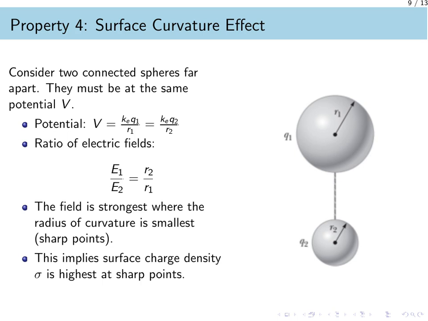If we compare the ratio of their electric fields, E1 over E2, we find it equals the inverse ratio of their radii, R2 over R1. This mathematically demonstrates that the electric field is strongest at the surface of the smaller sphere. In general, for any irregularly shaped conductor, the electric field is strongest where the radius of curvature is smallest, such as at sharp points. Consequently, the surface charge density sigma is also highest at these sharp points.